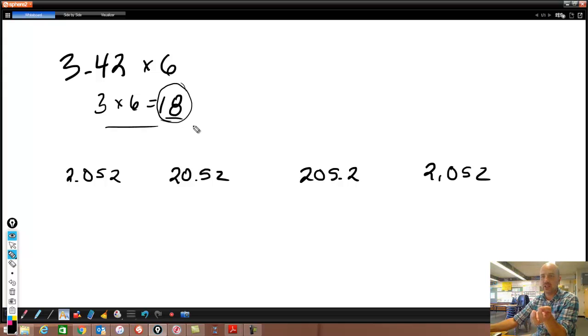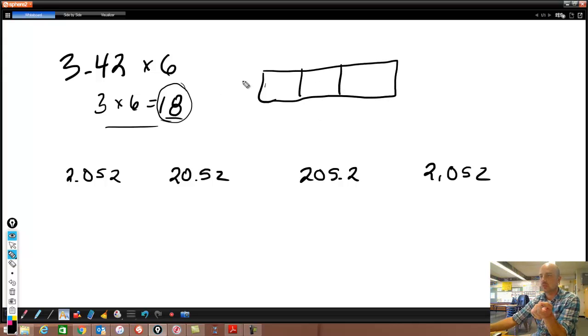Okay, this right here is my rounding method. If I did my area method, which we'll do on the next one, to get our estimation, it would be like this. It would be 6 times my 3 ones, my 4 tenths, and my 2 hundredths. That's what that says, hundredths. And 6 times 3 is 18.